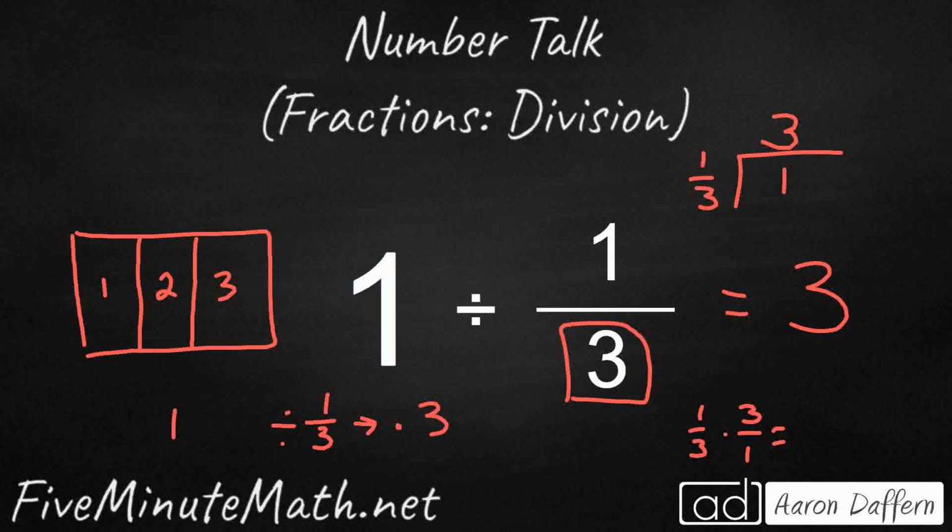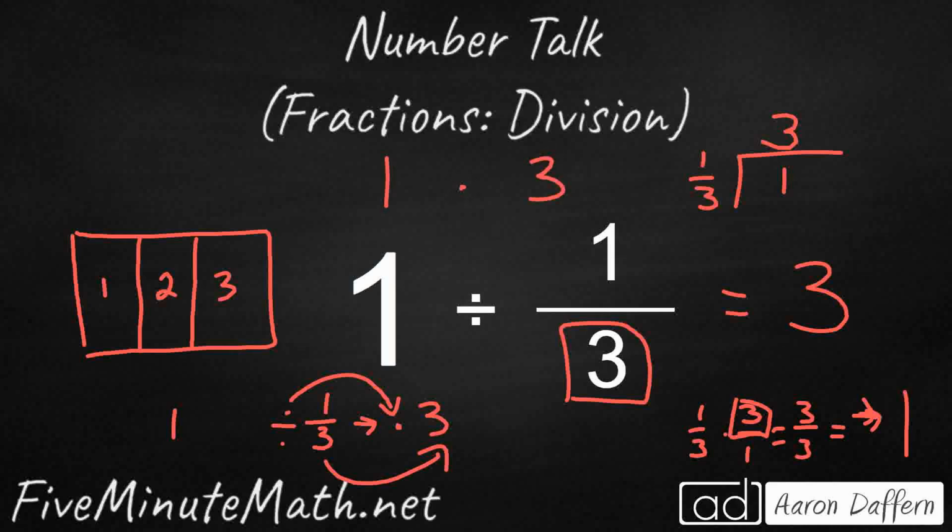3 over 1. Because when you multiply these two, you get 3 over 3, which simplifies to just 1, right? So 3 over 1, or basically 3, because that's what 3 wholes is, that's the reciprocal. So when you divide by a fraction, that's the same as inverting the operation, division to multiplication, and flipping the fraction to its reciprocal, 1/3 to 3. So really 1 divided by 1/3 is the same as 1 times 3. So either way, our answer here is 3.